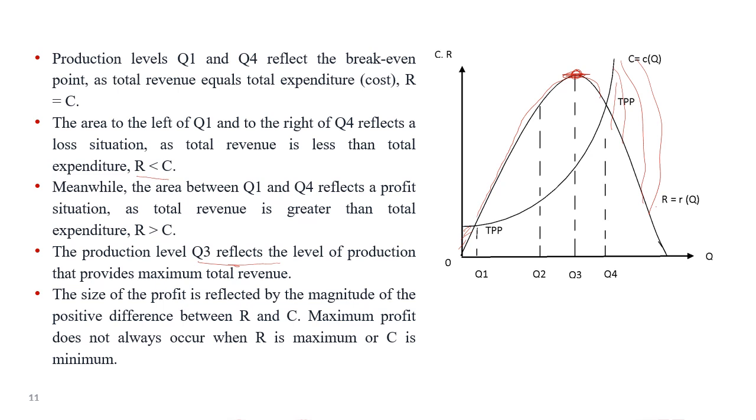And the production level Q3 reflects the level of production which has a maximum total revenue here, and the size of the profit is reflected by the magnitude of the positive difference between R and C. Maximum profit does not always occur when R is maximum or C is minimum. Yes, so you see here that it's not always like that.